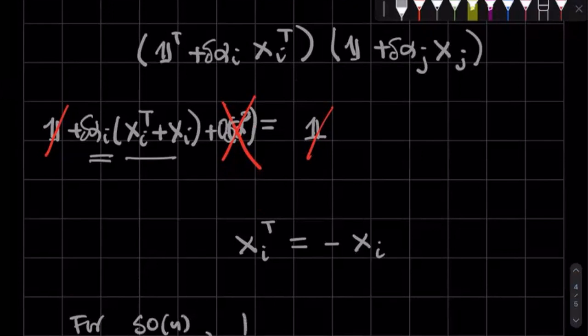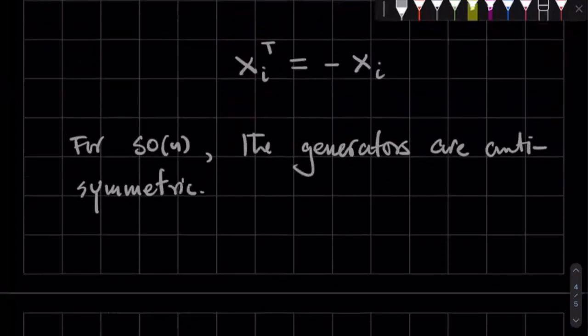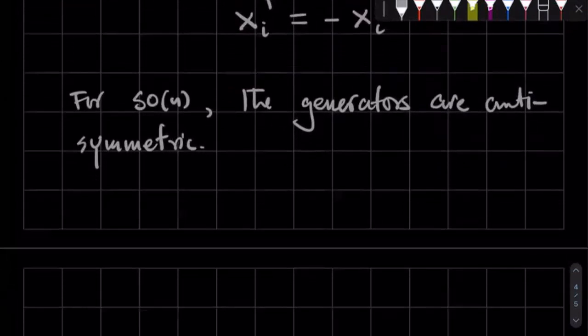So for SO(N), the generators are antisymmetric. Okay. And then we can say, what other property of the generator can we derive?